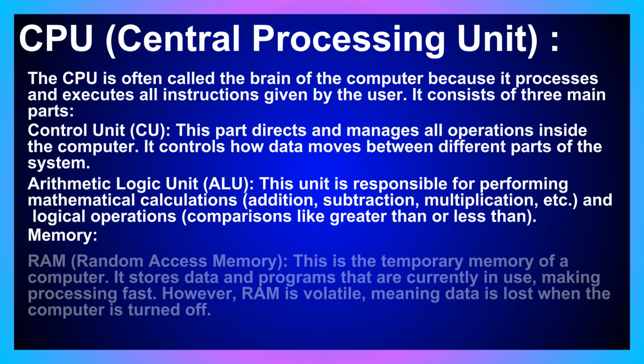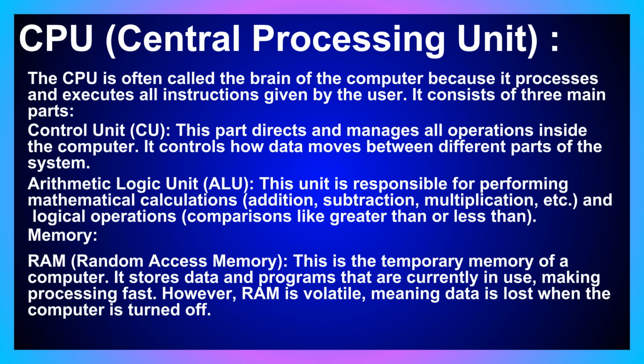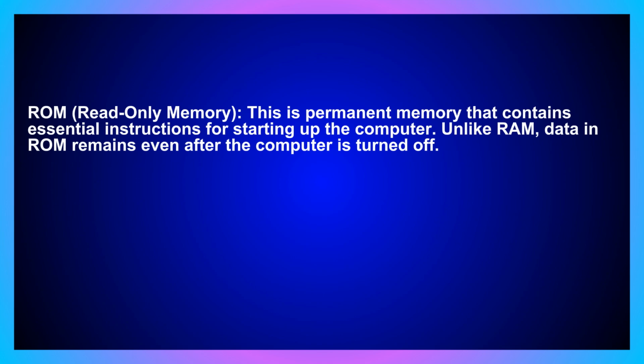Number 1. RAM, random access memory. This is the temporary memory of a computer. It stores data and programs that are currently in use, making processing fast. However, RAM is volatile, meaning data is lost when the computer is turned off. Number 2. ROM, read-only memory. This is permanent memory that contains essential instructions for starting up the computer. Unlike RAM, data in ROM remains even after the computer is turned off.